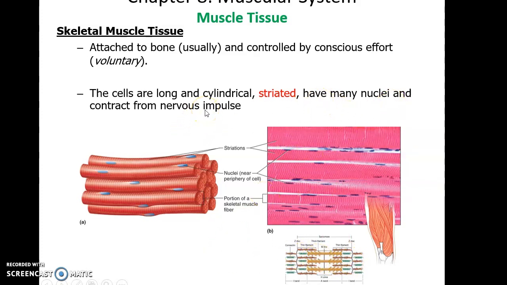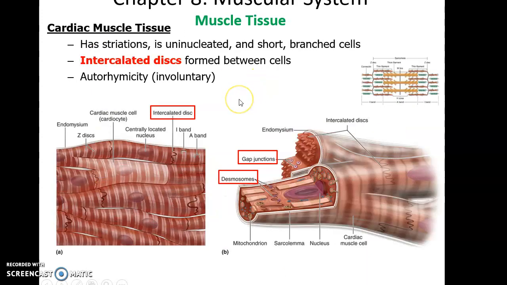Also, skeletal muscle fibers have many, many nuclei, tens, 20s of nuclei within one cell. And of course, they contract in response to a nervous impulse. Then we have cardiac muscle tissue. Cardiac muscle tissue is found in the walls of the heart.